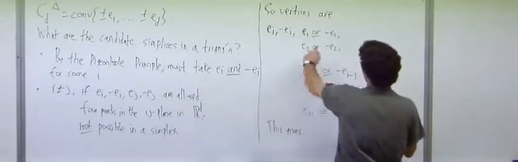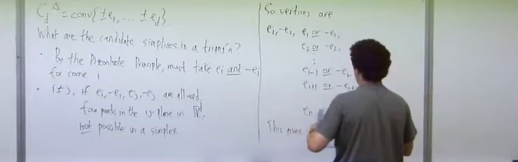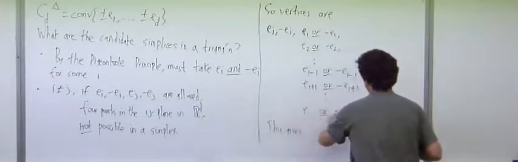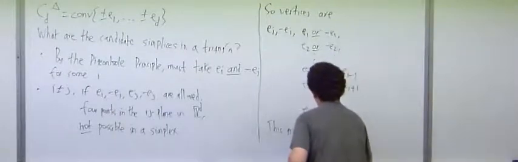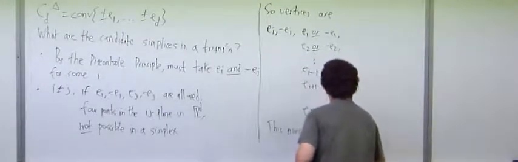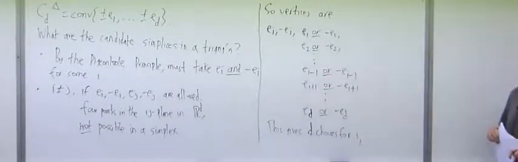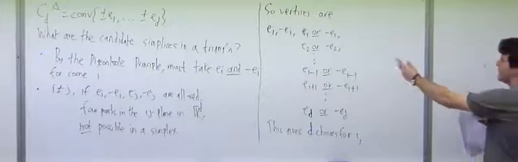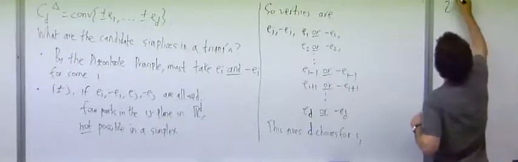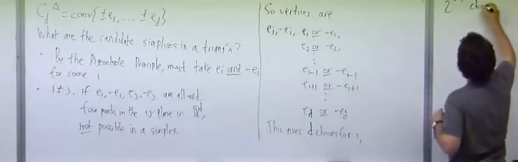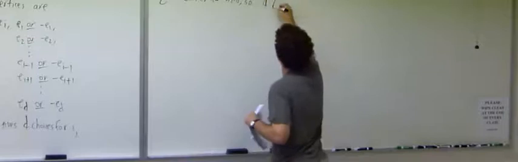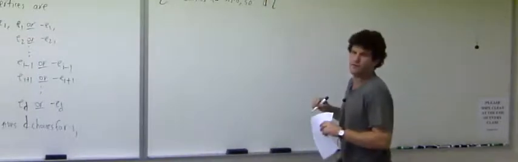So I have n choices for i, or sorry, d choices for i. Whoops, n should be d here. And then for each other coordinate, I have 2 choices. So I have 2 to the d minus 1 choices for my signs. So there are d times 2 to the d minus 1 simplices I can use in a triangulation.